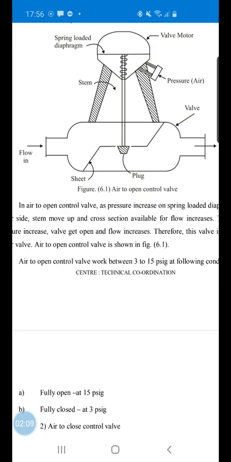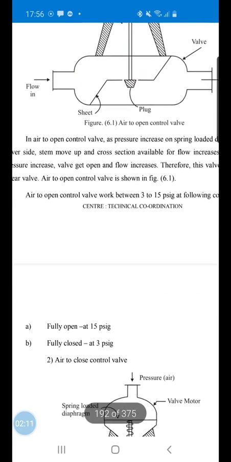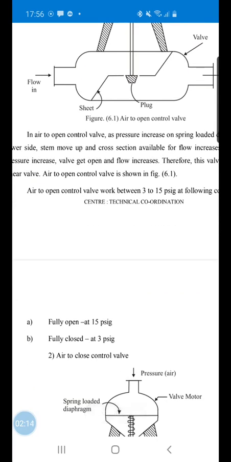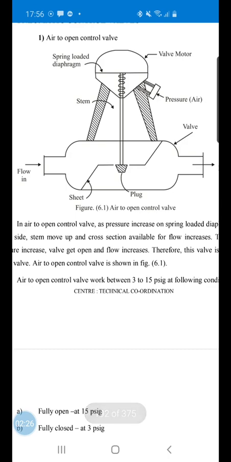This pneumatic control valve works between 3 to 15 psi. It works fully open when the pressure is increased to 15 psi and it remains closed when the pressure is 3 psi. So when pressure increases, slowly the diaphragm moves up, stem moves up, plug moves up, more cross section is available for flow and slowly the flow rate increases. When the pressure becomes 15 psi, the maximum amount of flow takes place through this valve.